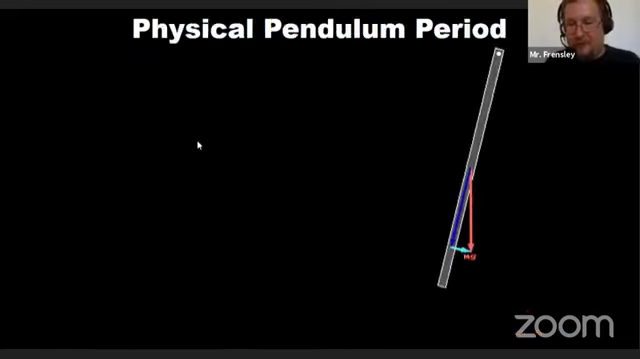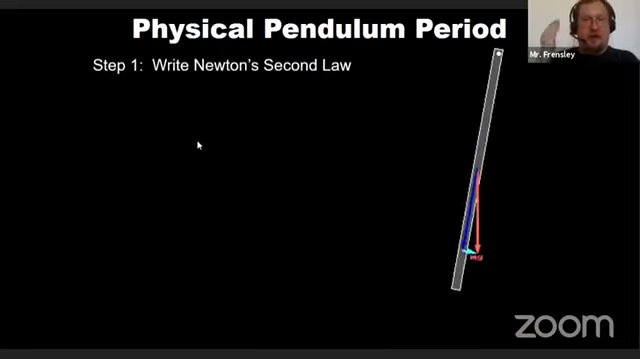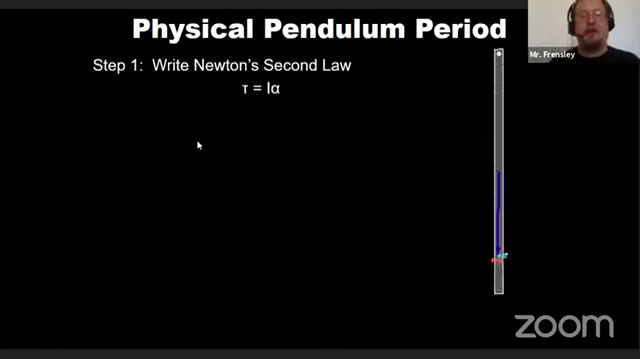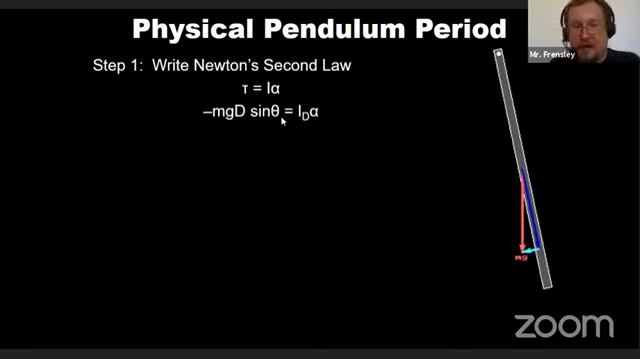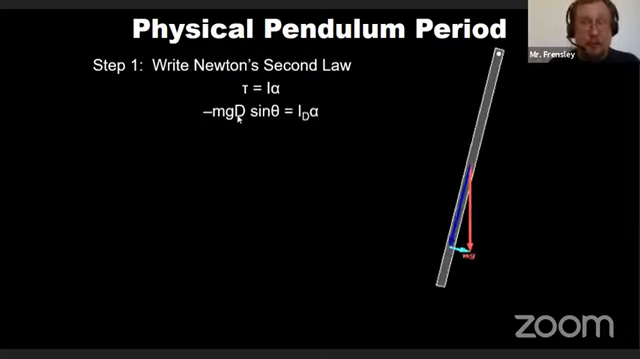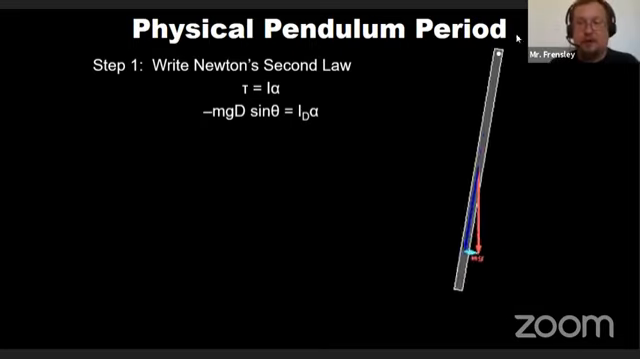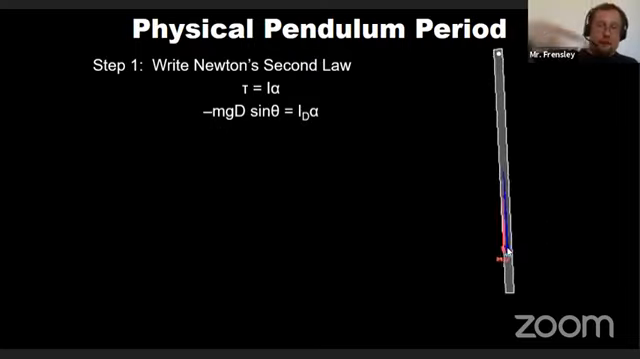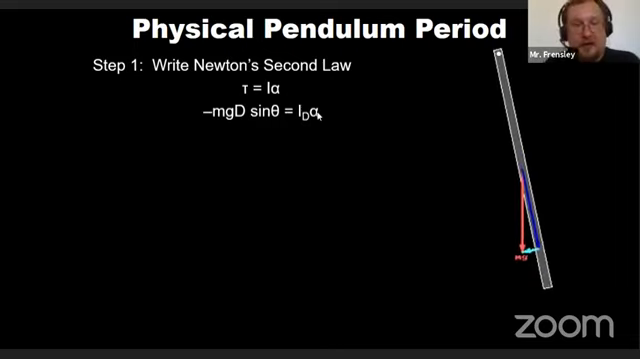All right, I hope that was as much fun for you as it was for me. All right, step one, Newton's second law. It's going to be torque, which is force times distance. So torque equals I alpha. The torque is the force, mg sine theta, times the distance at which that force acts, which is the d, distance from the pivot to the center of mass of the bar. So there's your torque. Negative, because the force points that way when the bar is displaced the opposite way. All right, there's your I times alpha.